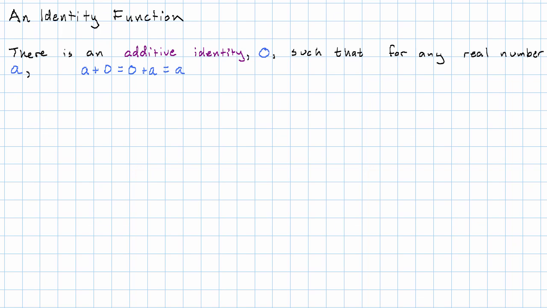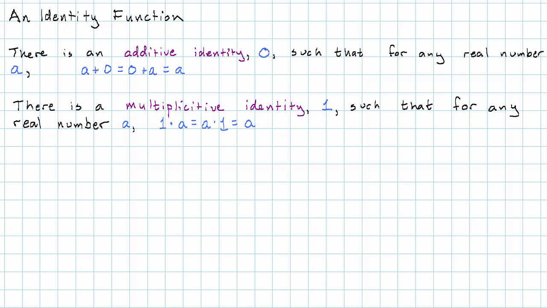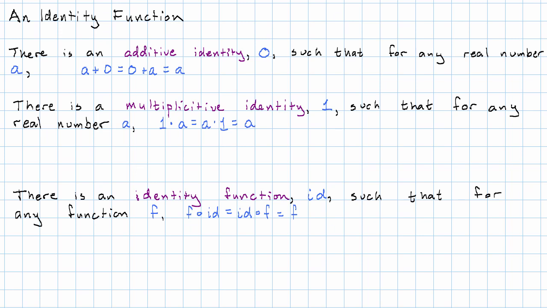There's also one for multiplication. The multiplicative identity happens to be the number 1, right? Multiplying by 1 doesn't do anything. That's the multiplicative identity property. Is there an identity for this operation, composition of functions? Again, yes, there is. There is an identity function such that for any function, if we compose it with the identity, we get the original function back.